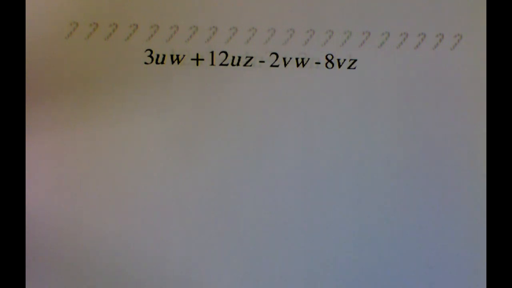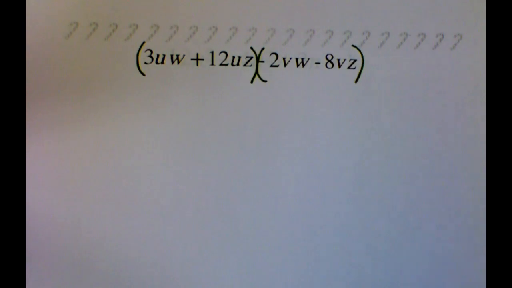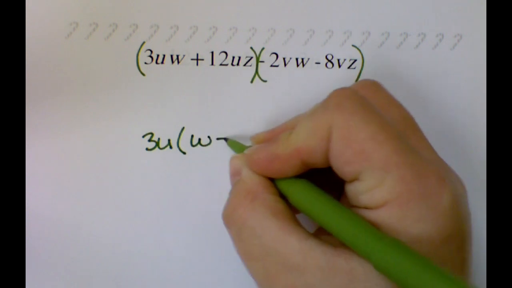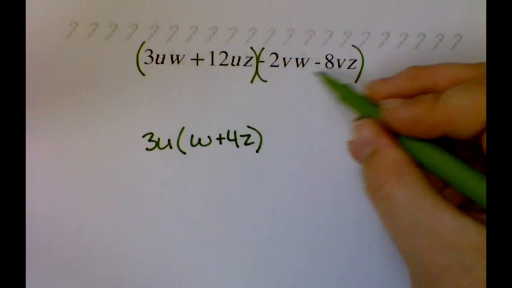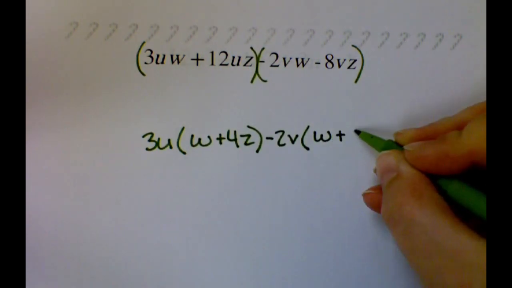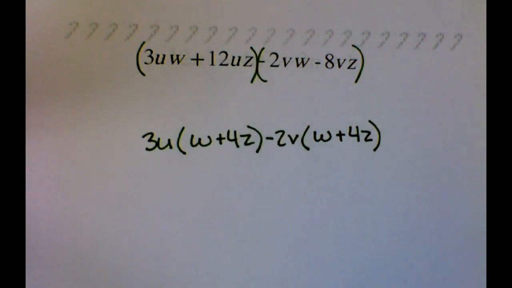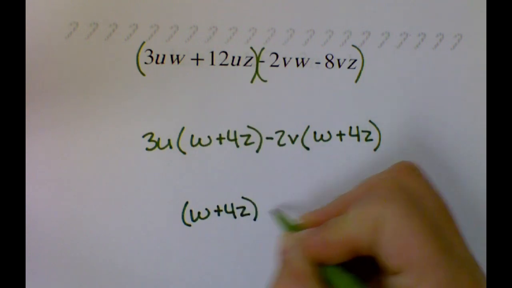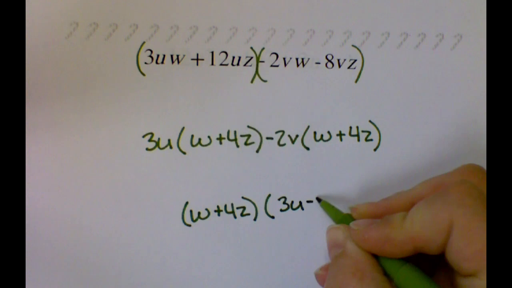One piece that's important here is that you could rearrange your terms to make it work better. Most of the problems I'm giving you are going to be in an order that already is helpful. So we're going to take our first 2 terms and our last 2 terms. In our first 2 terms, my GCF is 3u, which leaves me with a w plus 4z. In my last 2 terms, I can take out a minus 2v, which leaves me with w plus 4z. Hey, look at that. My factors are the same, so w plus 4z is my first factor. My second factor is 3u minus 2v.